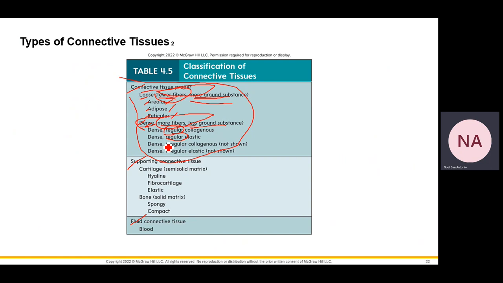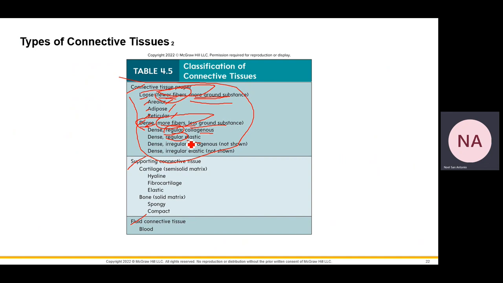And also, it is also classified according to the predominant type of fiber or protein fiber present. If it is collagen, then collagenous. If it is elastic fibers, then it is elastic. Hence, you have dense regular collagenous, dense irregular collagenous, diba?